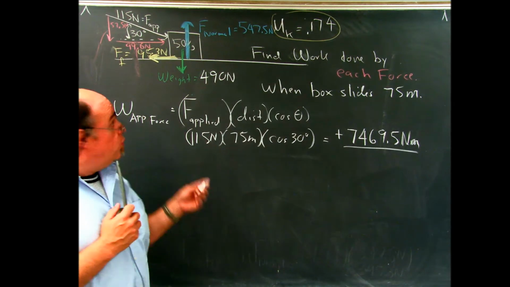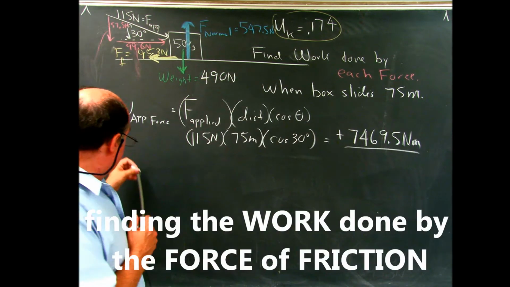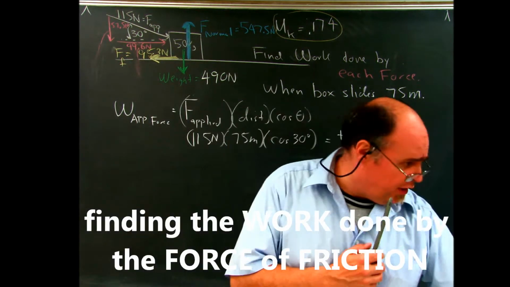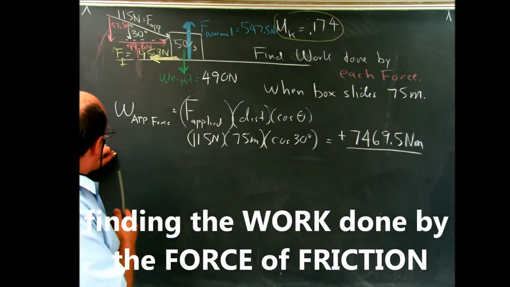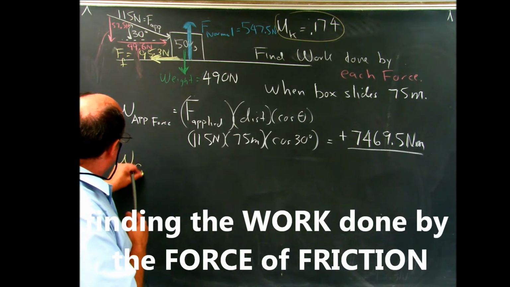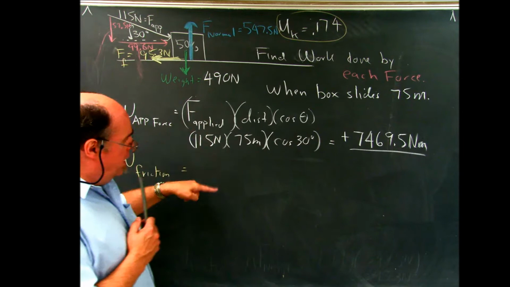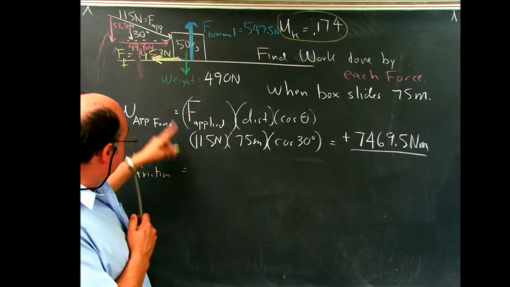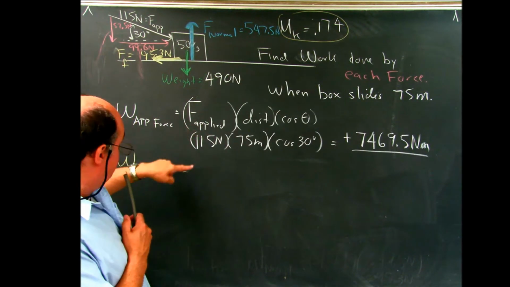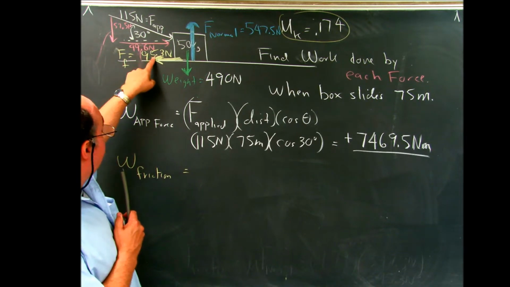How about the work done by friction? If I said what's the work done by friction, I could write it out. The work done by friction, and friction is a force, so I'm just going to plug in the numbers. This is going to be the force of friction, and in this case, the force of friction is 95.3.